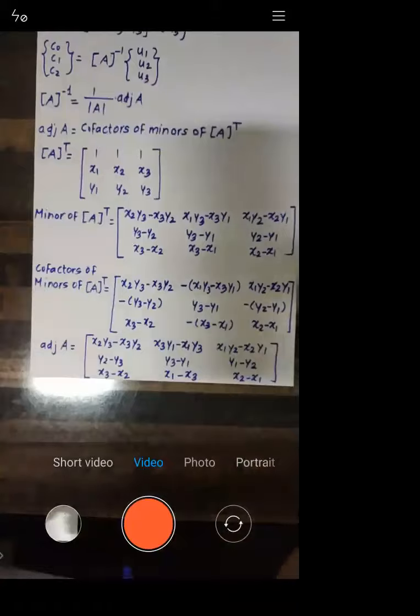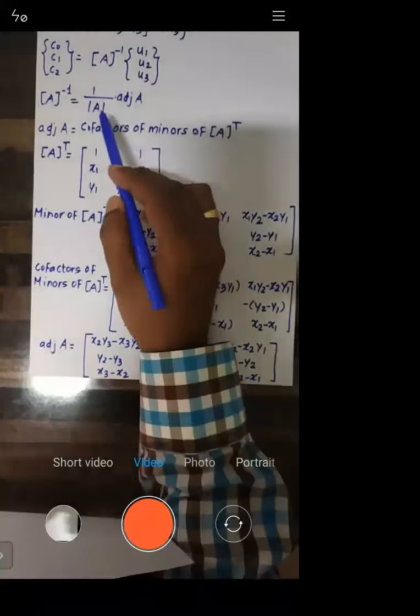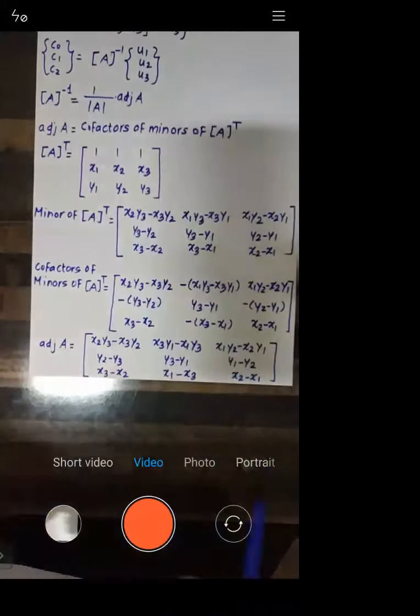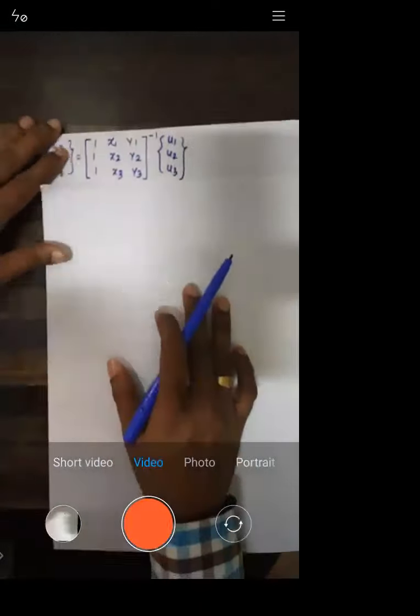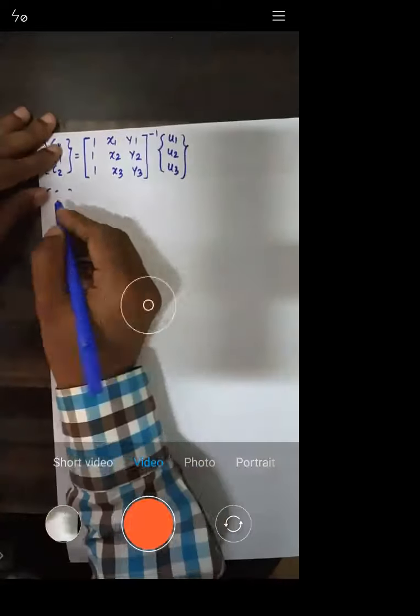Now we got the adjoint. We now require the mod, so let us do that here only. See, this is matrix A, so let us calculate its mod.